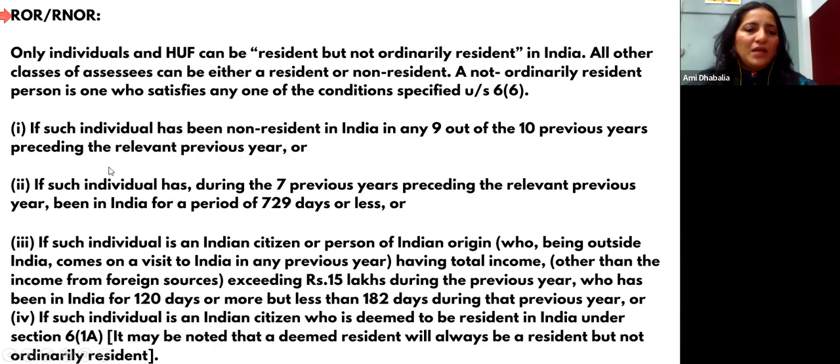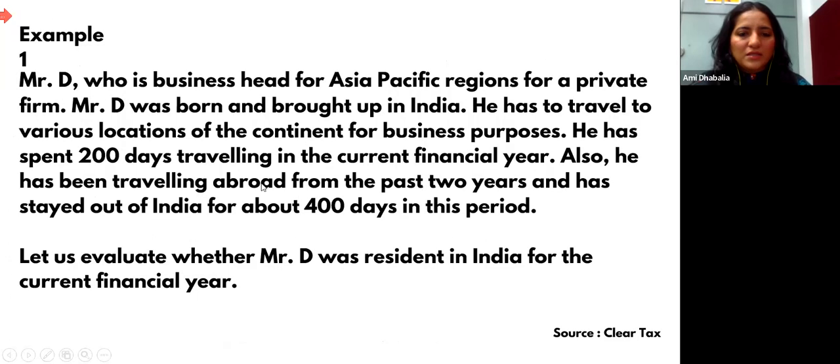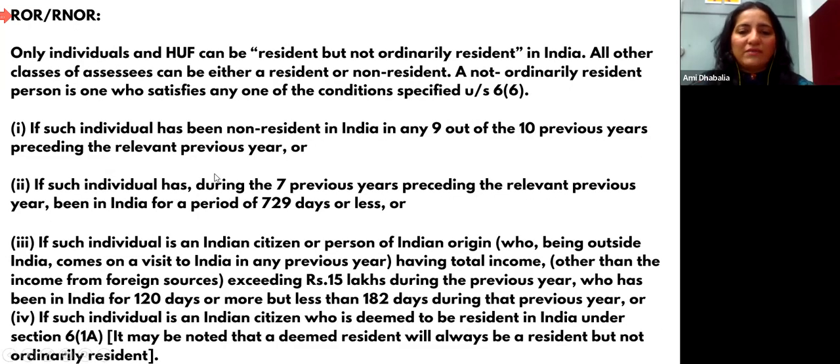If such an individual, during the 7 years, has been staying in India for 730 days or more in the last 7 PPYs. Now the third condition: read this a little differently from the first 2, but this is again a very important amendment.